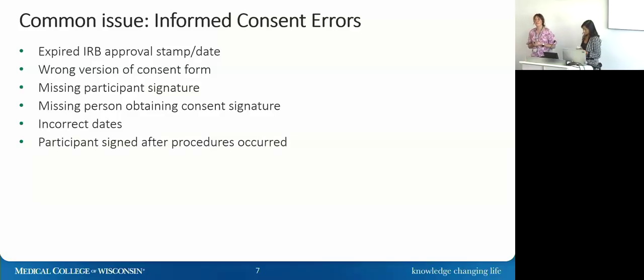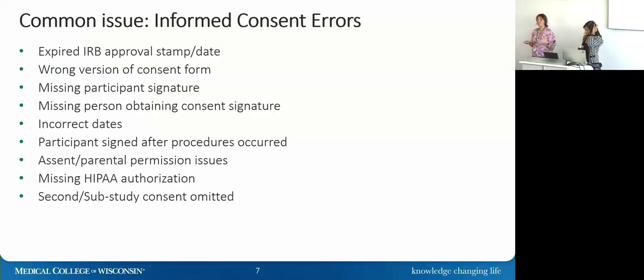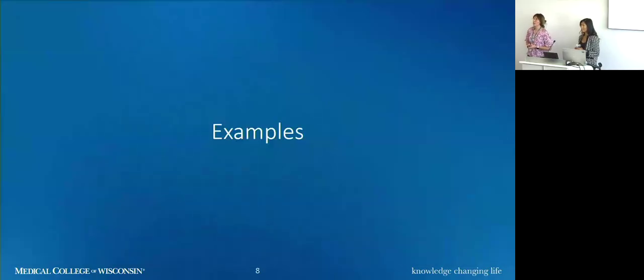Participants signed after some procedures have already occurred. Assent and parental permission issues for pediatric trials, a missing HIPAA authorization, and perhaps a second study or sub-study consent that was not given at that time. So again, for any of these things, we would use our first response: stop, assess, act, report, and prevent. So to help us apply these, Becca said we're going through some examples.